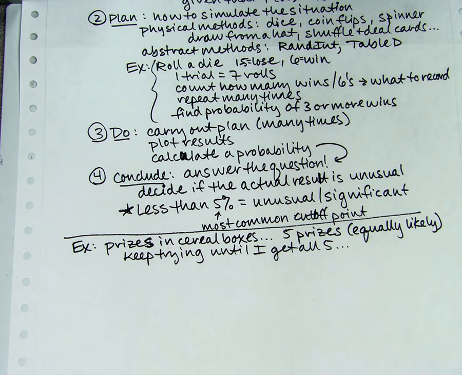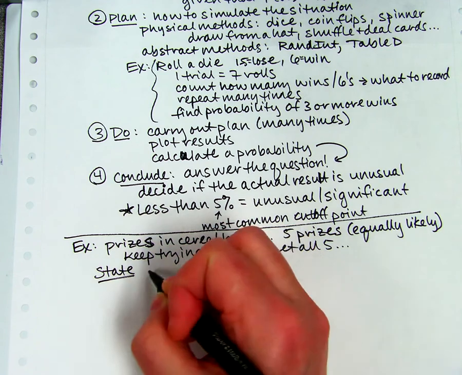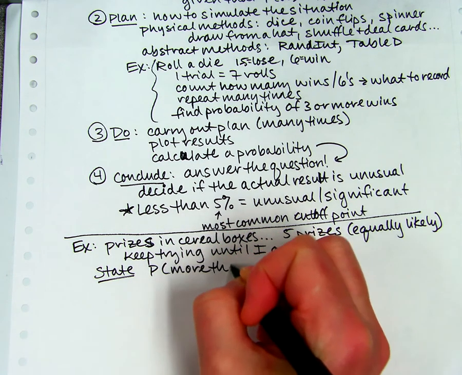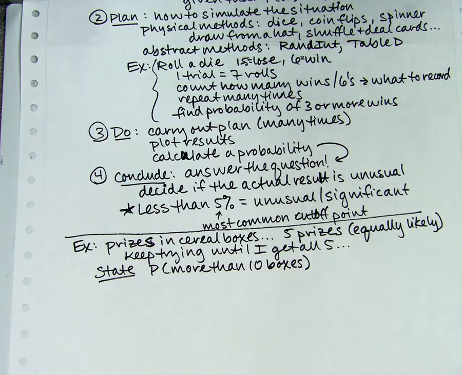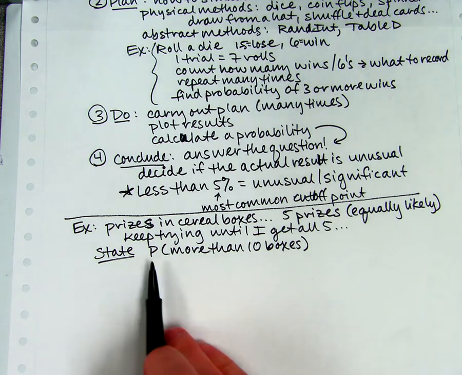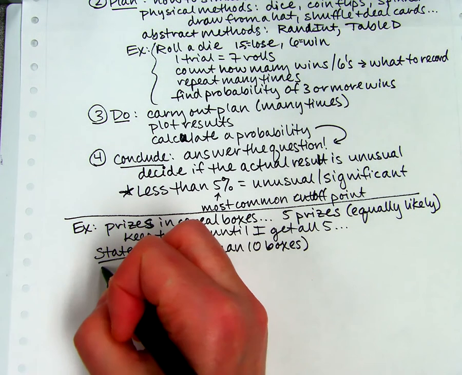You know, I wonder if I have to buy 10 cereal boxes to get all 5. I mean, if I'm really lucky, I'll buy 5 cereal boxes and I'll get all 5 prizes already, but that seems unlikely to me. So let's do the state as I want to know the probability that I will need to buy more than 10 boxes before I get all the prizes. So I made that state really short. I didn't write it as a complete sentence, but I could have. I wrote it in probability symbols instead. I want to know the probability of this happening. And if you'd rather write it in a sentence, that is fine.